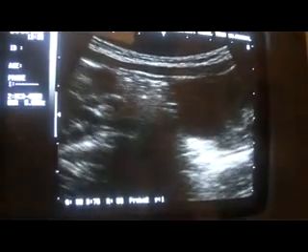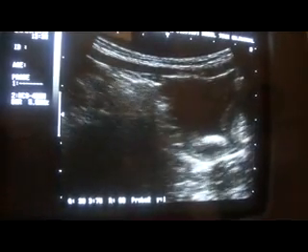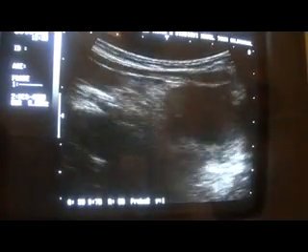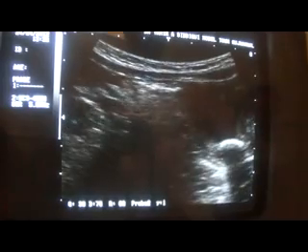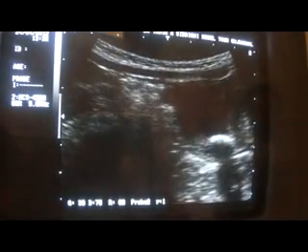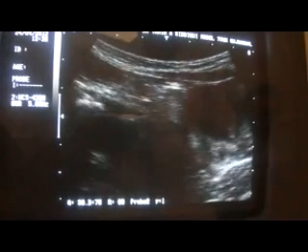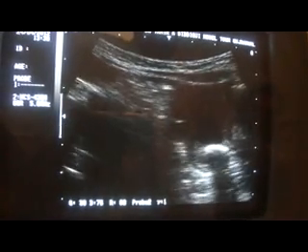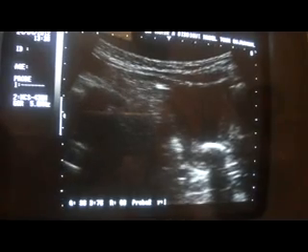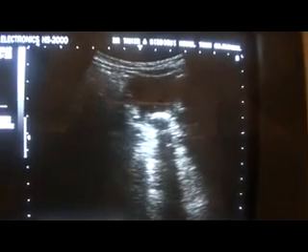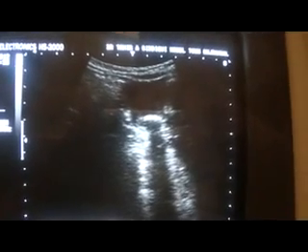This is the left kidney. Remember that it measures 5.9 centimeters in length and 2.9 centimeters in anteroposterior diameter.